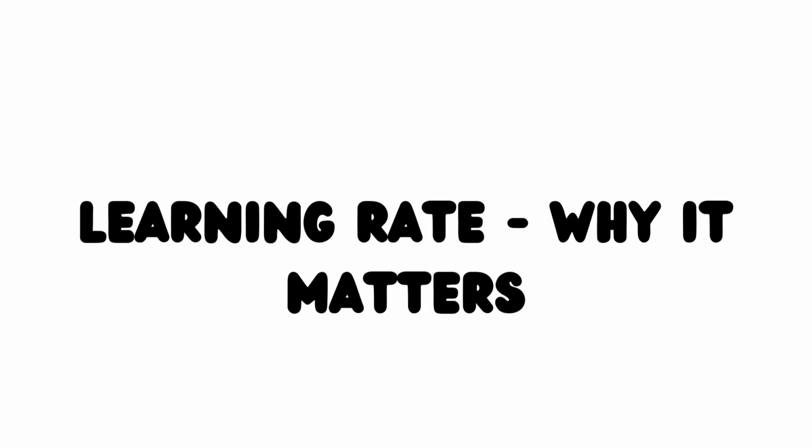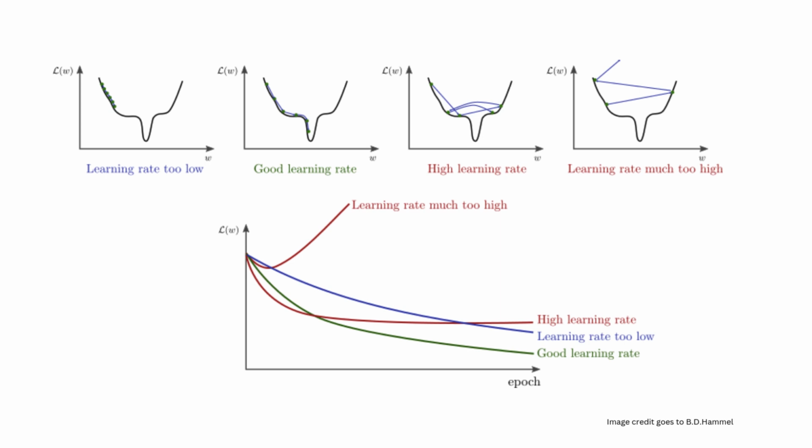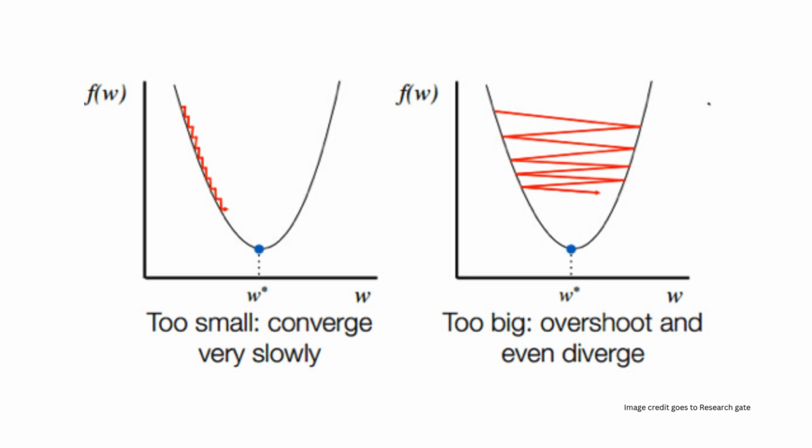Learning rate. Why it matters. The learning rate is like the size of each step you take downhill. A learning rate that's too high might overshoot the minimum, while a learning rate that's too low can make the process painfully slow. The key is finding a sweet spot, a rate that's just right for your problem.